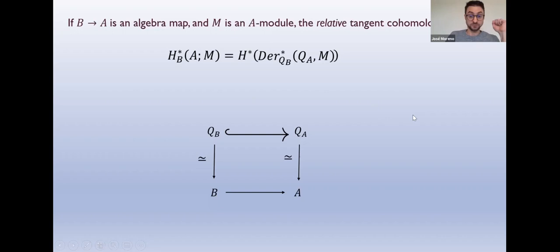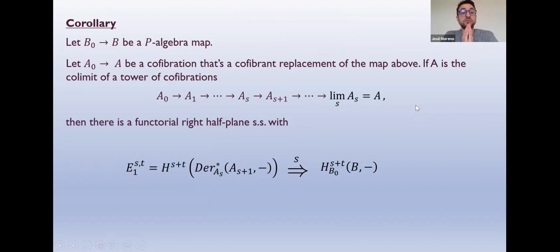And this is the object that naturally appears in our spectral sequence. Now, in terms of André-Quillen cohomology, whenever we look at a p-algebra map from some b0 to b, we find a cofibrant replacement of this map, so we have a cofibration at the higher level, and we make it a cellular tower of cofibrations, a possibly infinite sequence of cofibrations. Then we can produce, with the thing that we were mentioning before, a spectral sequence which is functorial on the module side, which has as a target the relative tangent cohomology of the algebra map we started with. And these have applications to algebraic topology.